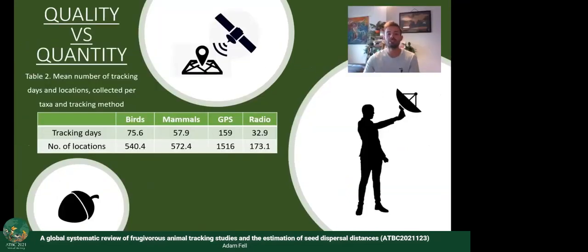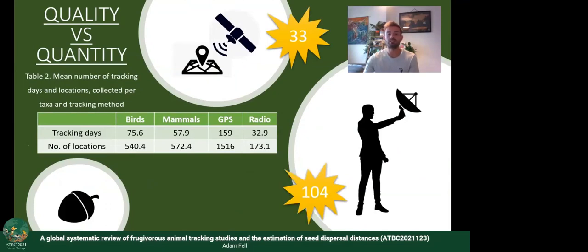In total, 33 studies used GPS units, 104 used radio transmitters, and 12 used resource tracking methods. Of the studies reviewed here, the mean number of tags deployed per species per study was 16.6. When separated into taxa, there was relatively no difference between the number of days tracking devices were recording for and the number of locations collected.